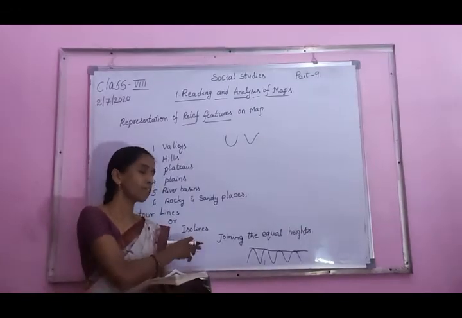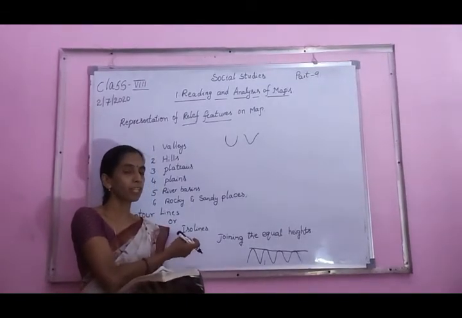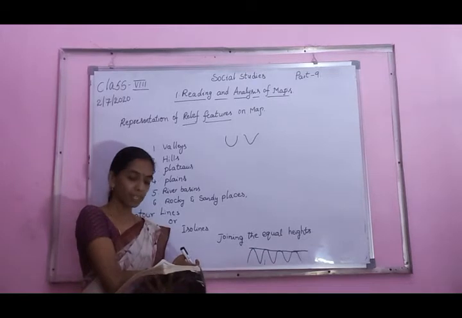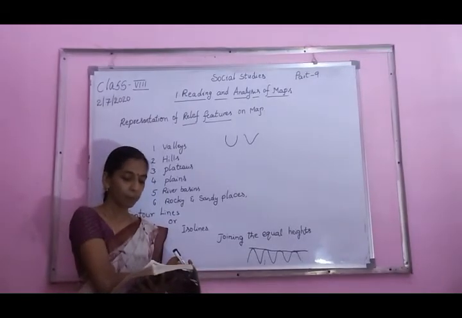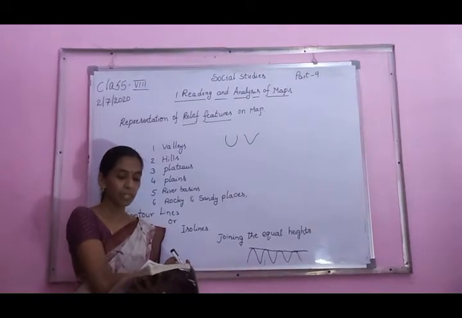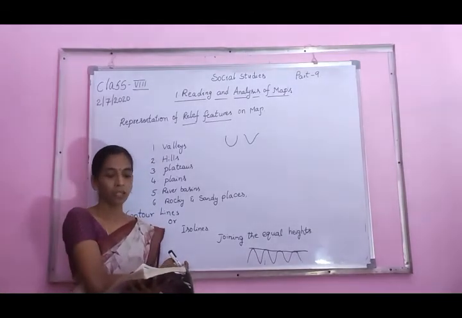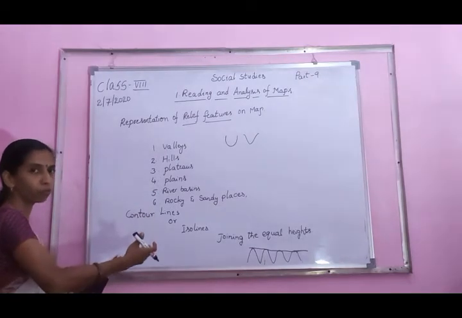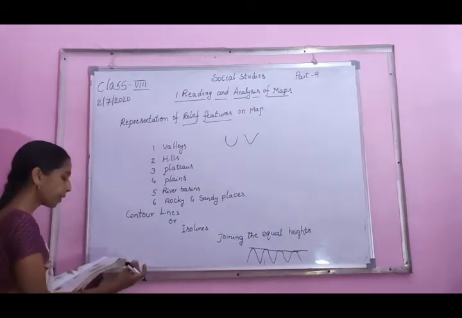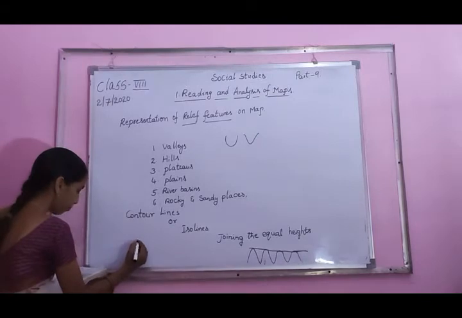Which place do we take the measurement from? Sea level. Next, where contour lines are far apart, it represents a gentle slope.